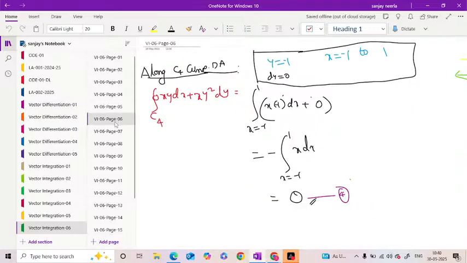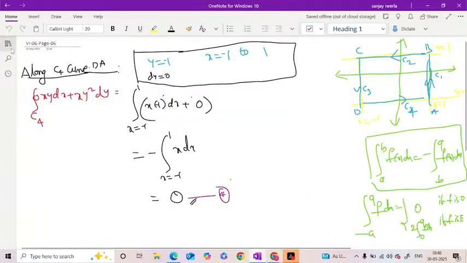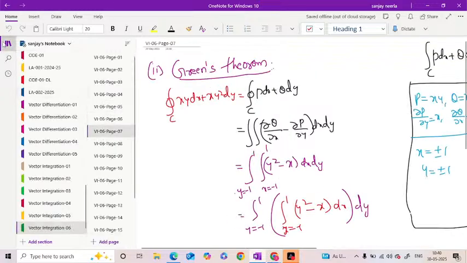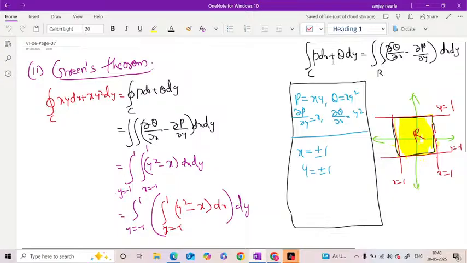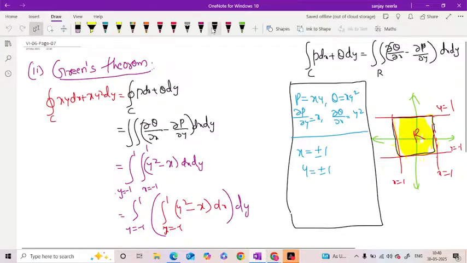This is the derivation in the regular approach, but the same problem we will solve by using Green's theorem. The statement of Green's theorem is: the integral of P dx plus Q dy is equal to the double integral of dou Q by dou x minus dou P by dou y dx dy. Comparing the given problem with this, we get P is equal to xy and Q is equal to xy square. This single integral of P dx plus Q dy is the double integral of dou Q by dou x minus dou P by dou y dx dy.